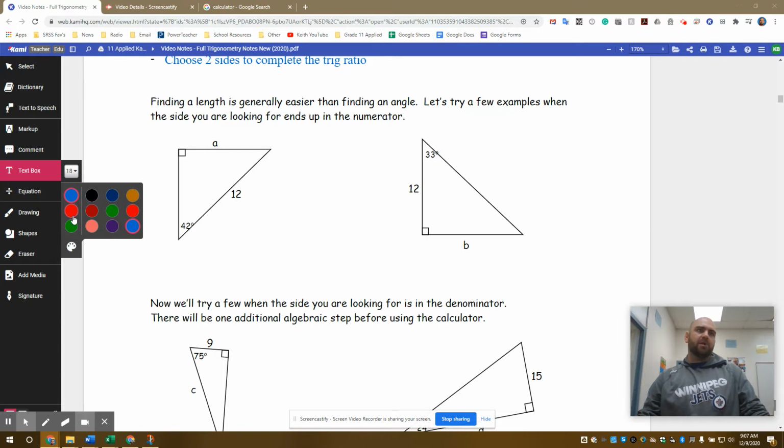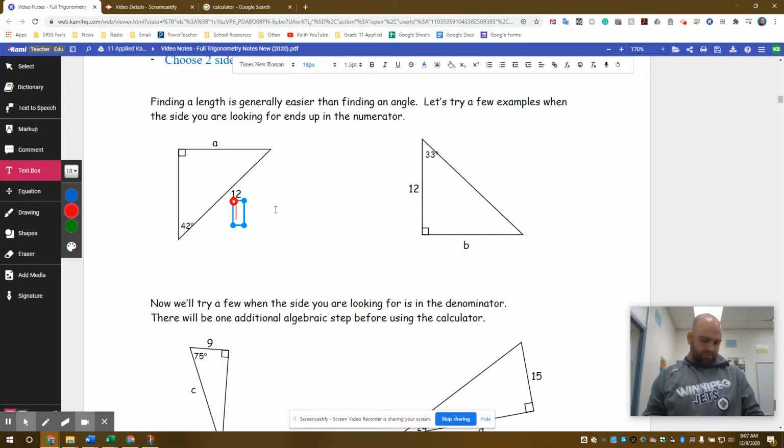The first thing that we always got to make sure that we do is label our sides. If this is the angle that we have here, this part doesn't really matter. This is going to be our hypotenuse. It's our longest side. It's across from the 90 degrees. The one that is across from the 42, our given angle, is going to be our opposite side. So this is going to be our opposite side. And that means that this is then our adjacent side.